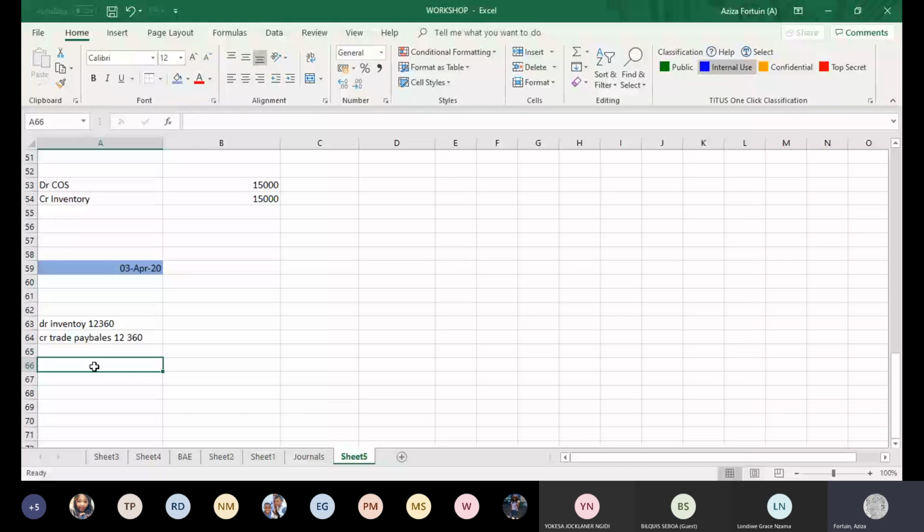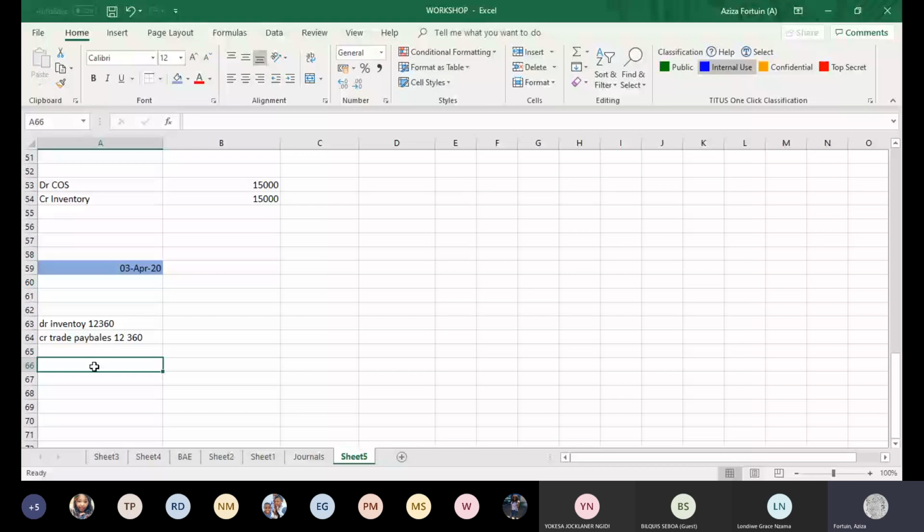If you look at the 10th of April, 20 units purchased. Once again, we debit our inventory control account and credit our trade creditors. And the next day, when we issue again to production, you debit your WIP account and credit your inventory of materials. So that is how you do a perpetual system.